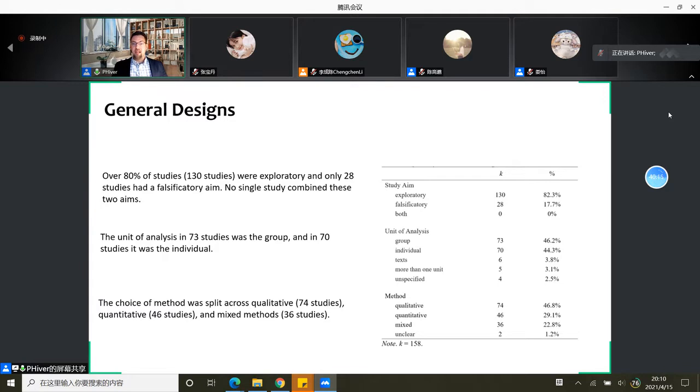Okay, and related to that, the choice of method, it was split across qualitative and quantitative studies. So we tried to be as inclusive as possible in our definition of the method used, and we thought of things such as the purpose, the focus, and the design or procedures of the study. We found that a large number of studies here were purely qualitative studies.